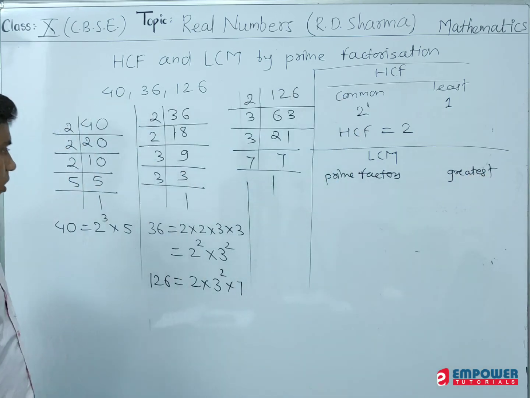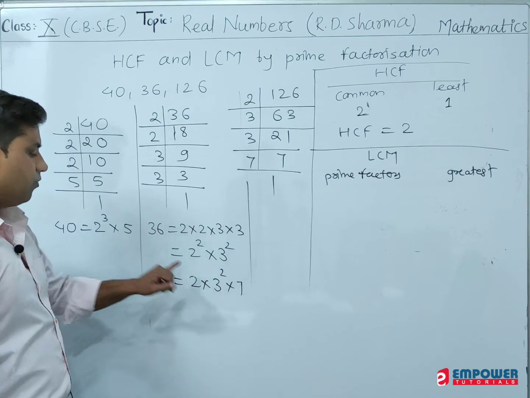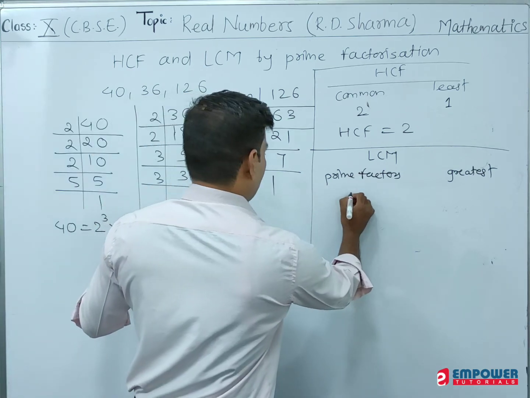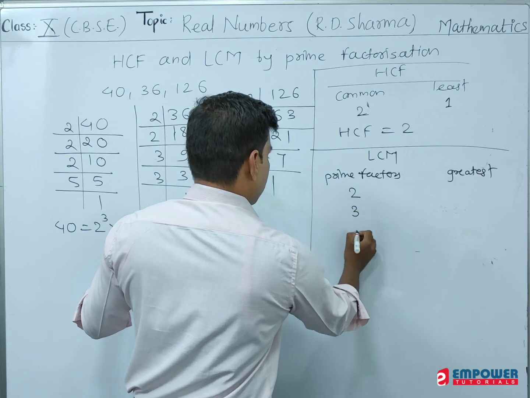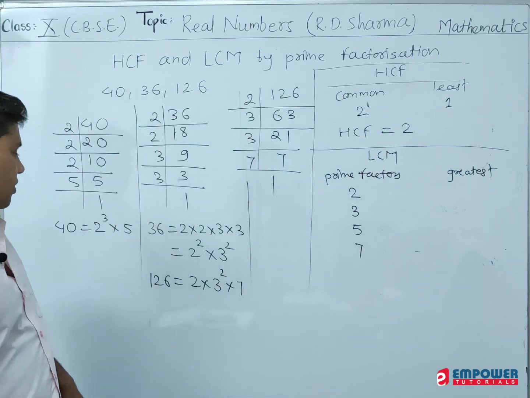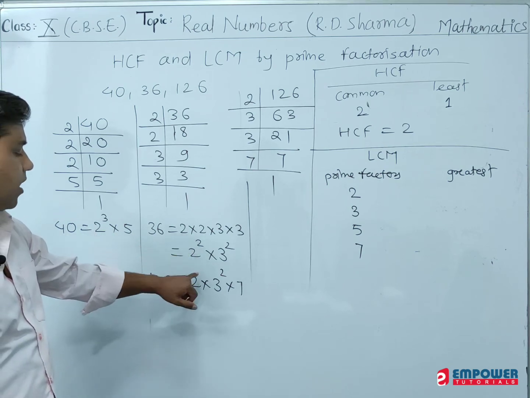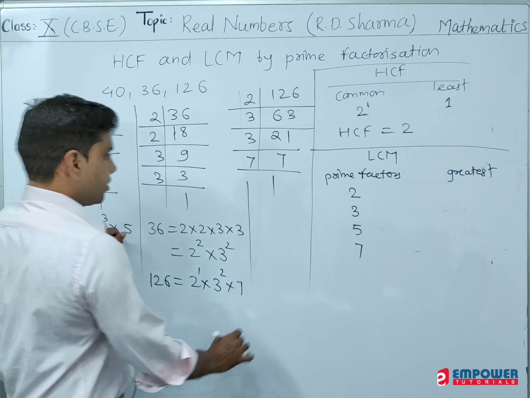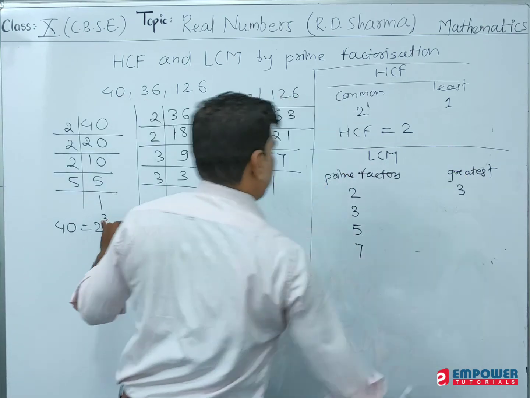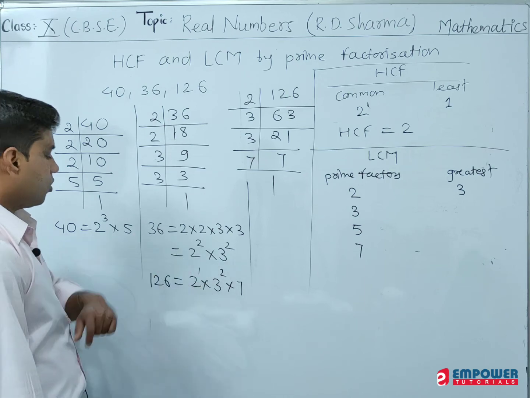Okay, so which prime factors are there? 2, 3, 5 and 7. So we will write all of 2, 3, 5 and 7. Now we have to write their greatest exponent. What is the greatest exponent of 2? 3, 2, and here it occurs only one time, so the greatest exponent is 3. What about 3? Its greatest exponent is 2.